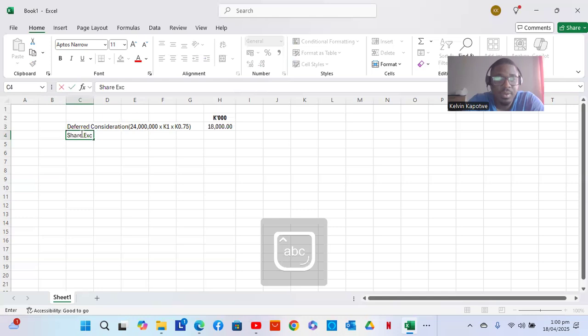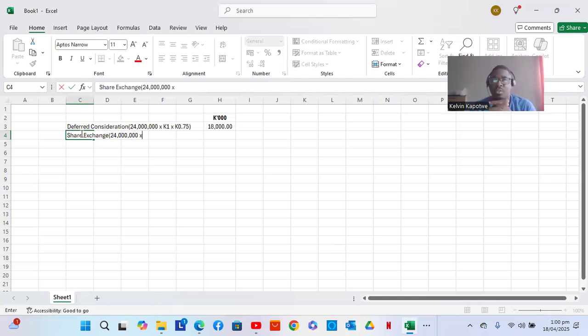The share exchange. For the share exchange, we were told again that we are transferring 24 million shares. So how do you deal with that? You basically get your 24 million shares, you put them there, multiply by the transaction ratio. The transaction was 2 for 3, right? So the parent is transferring 2 to acquire 3 shares. So how we present that when we are answering, we say 2 over 3, then we close that.